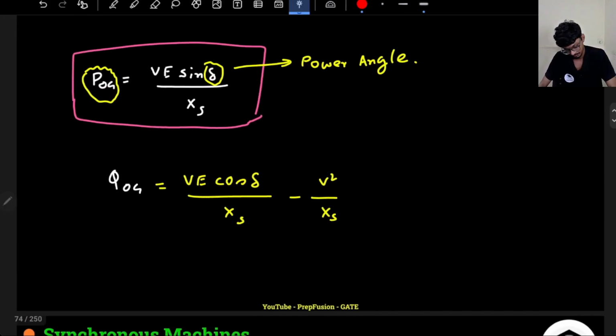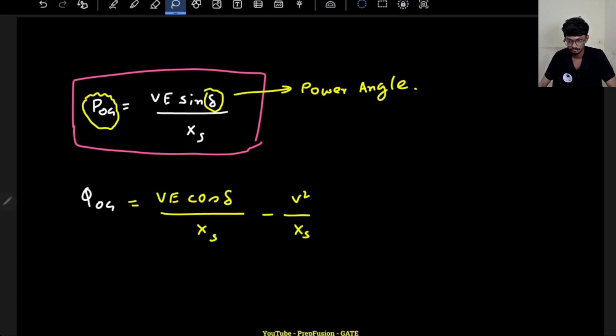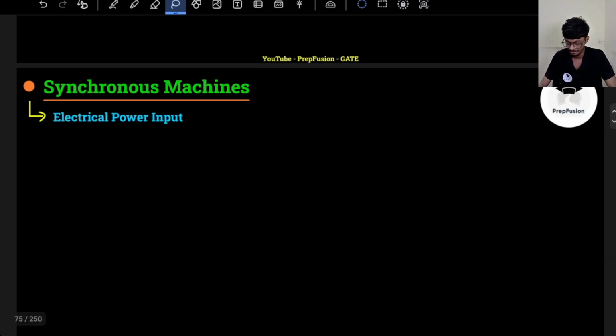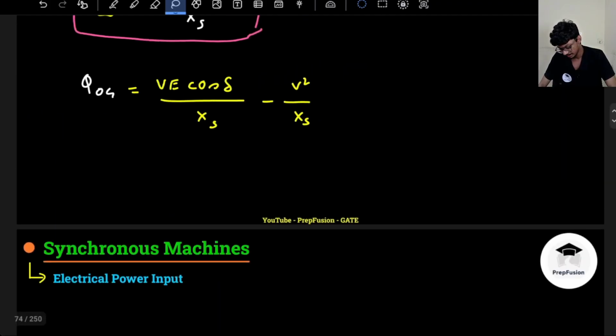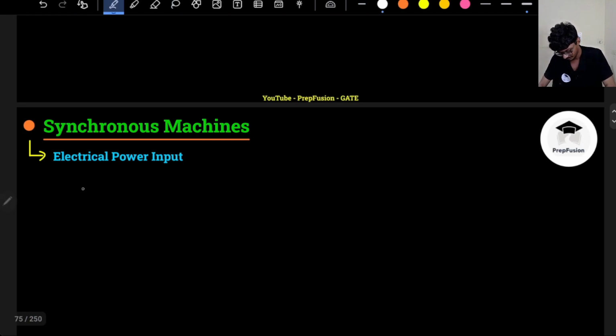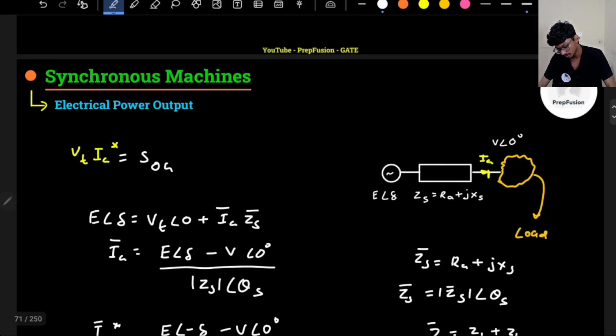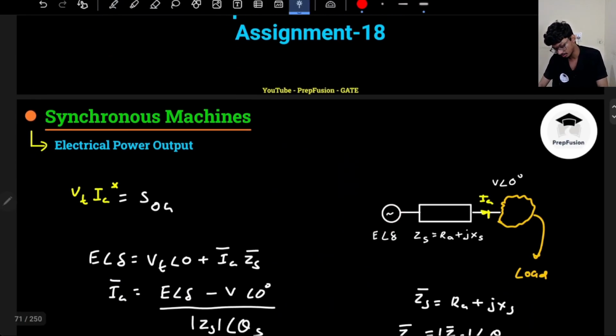Okay, so yeah, these are the formulas for the electric power output. Now what about the electrical power input? Okay, electrical power input. So electrical power input will be what? Basically it is the input power to the generator. What will be the input power to the generator?